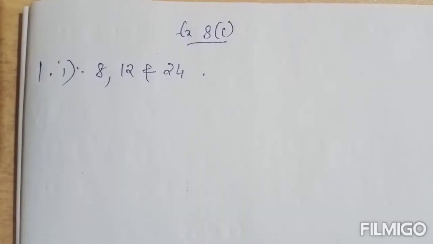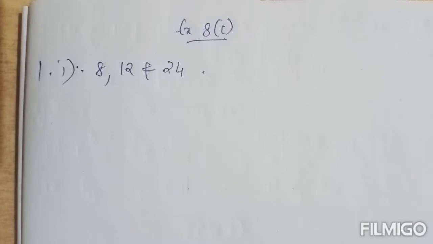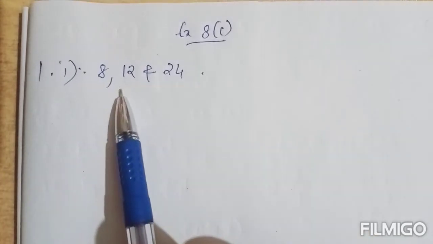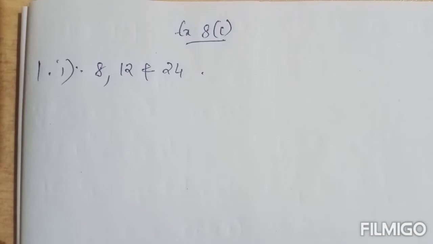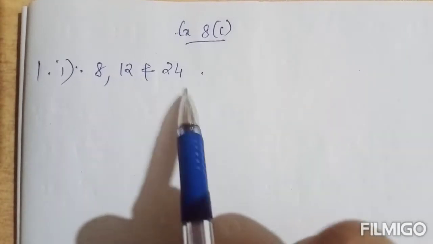Exercise 8C, in that first question, using the common multiple method, find the LCM of the following. First one, 8, 12 and 24. So you have to use the common multiple method to find the LCM here. Okay, so in the common multiple method, first we write the multiples of the given numbers.